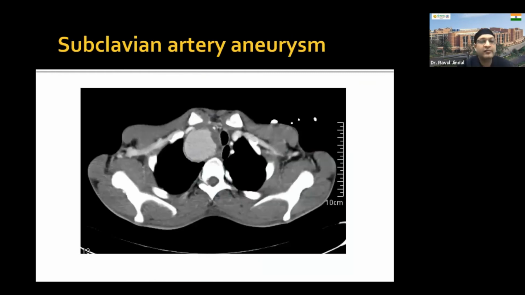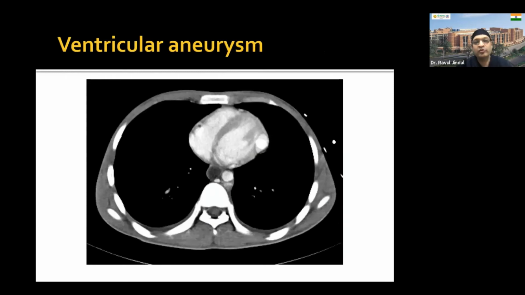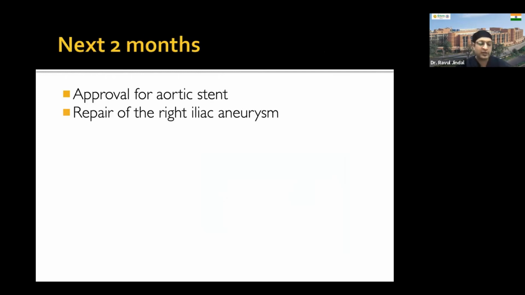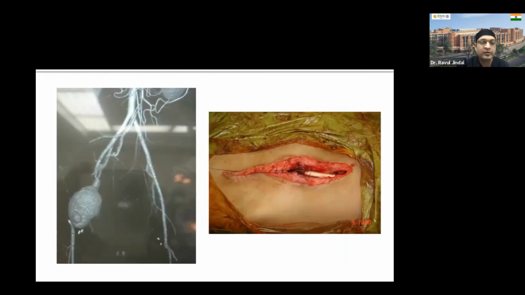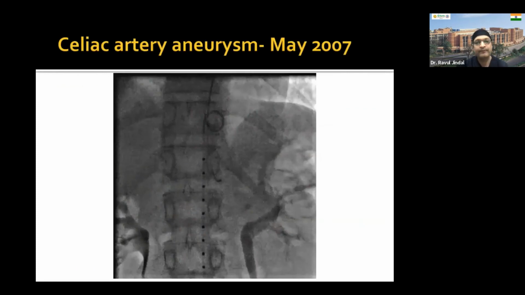So we thought we would start with one by one. The subclavian artery aneurysm was very big, and a ventricular aneurysm was also there in the heart. This patient also had financial issues, so we had to take approval from the government, and we thought, let's start with whichever is the biggest aneurysm. So we repaired the right iliac artery aneurysm, which was very big, as you can see here. We did an open repair of this aneurysm. As you can see, we made a cut, we put in a PTFE graft, and the patient did very well.